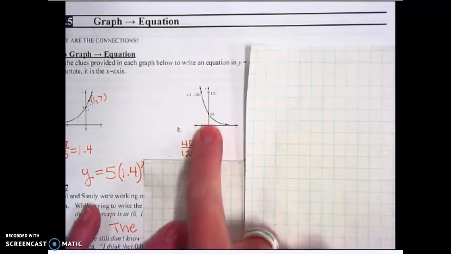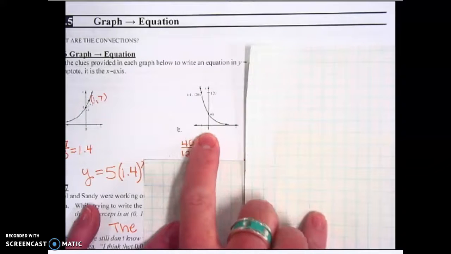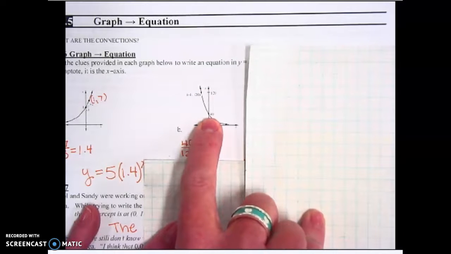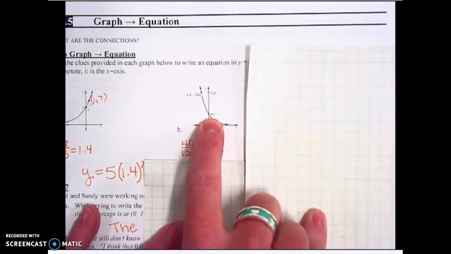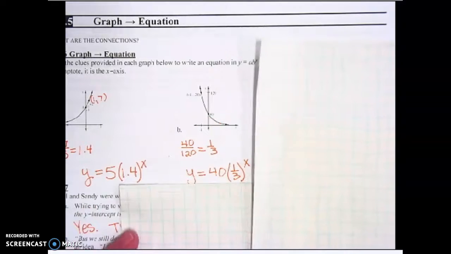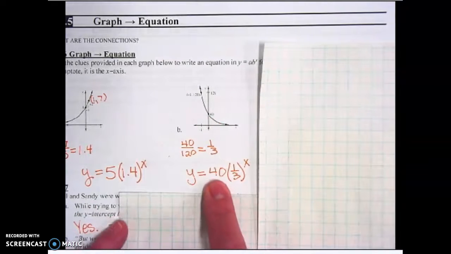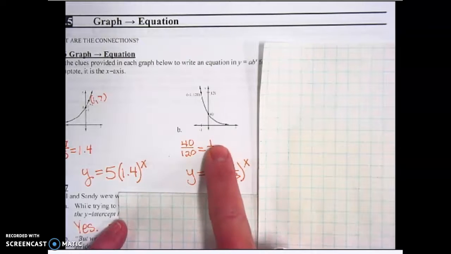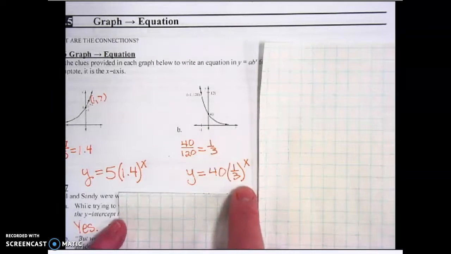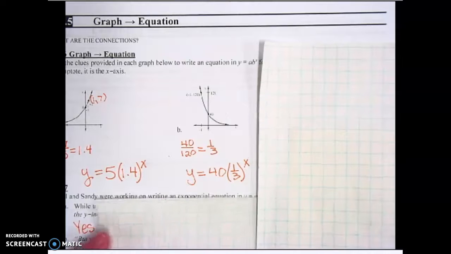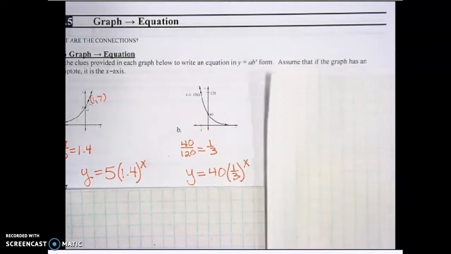The other number that we need is where it's crossing this y-axis. Where's it crossing the y-axis? It looks like 40, right? It looks like it's crossing right there at 40. So that 40 plugs in for a, and the rate of decay, which is 1/3, plugs in for b. Okay? Then you get to question C, and they're trying to trick you.